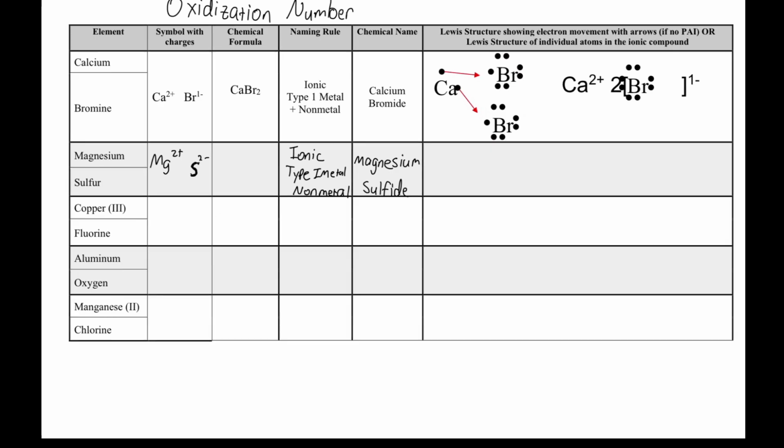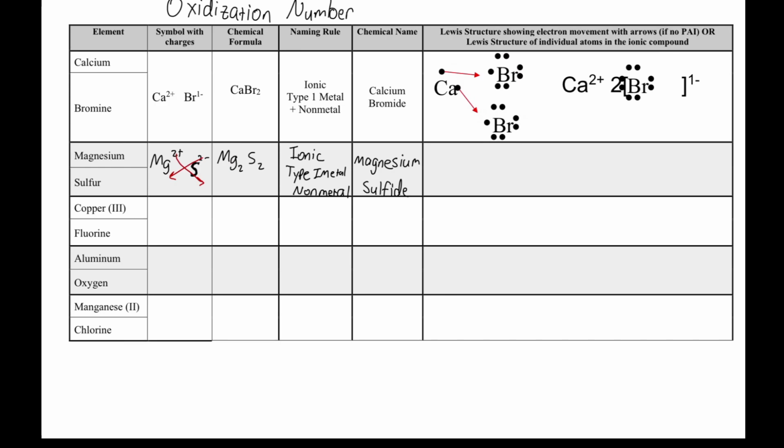Now, if I do my crisscross method, my 2 from my sulfur goes here, my 2 from my magnesium goes here, and that gives me the ratio of 2 magnesiums per 2 sulfurs. So we'll write that out first: Mg2, S2. So magnesium 2, sulfur 2.